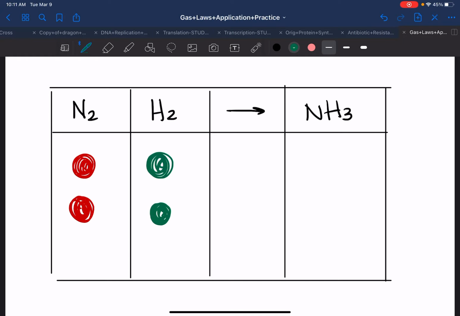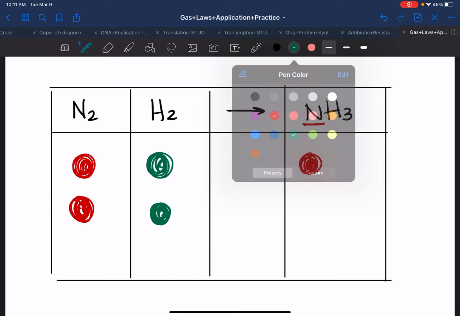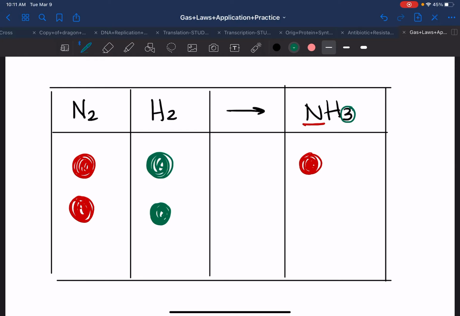Right? Now, if we look at our right-hand side, it's a little different. In terms of our N, we only have 1 because it doesn't have any subscript or tiny numbers. So I only need 1 red circle. However, our hydrogen has the 3. So the 3 applies to the H. That means I have 3 green circles, right? As you can see, they're not balanced, they're not the same on both sides, so we're going to have to find a way to make sure that they're balanced on both sides.